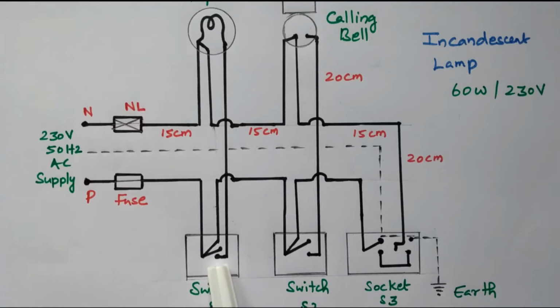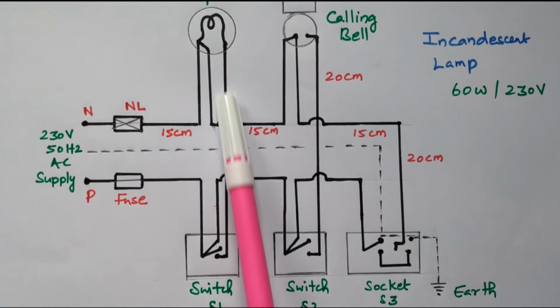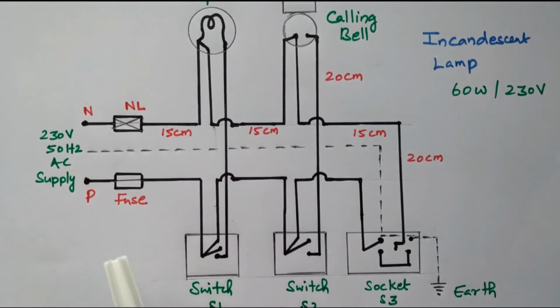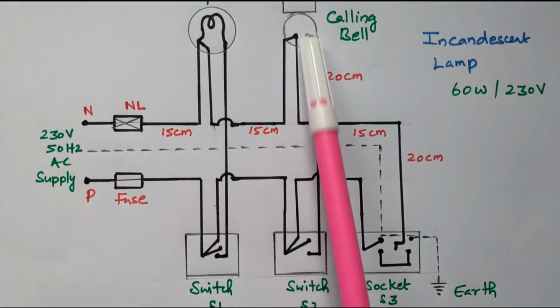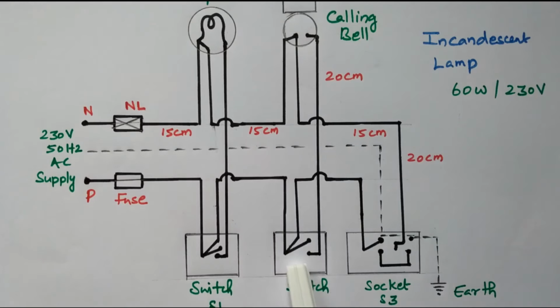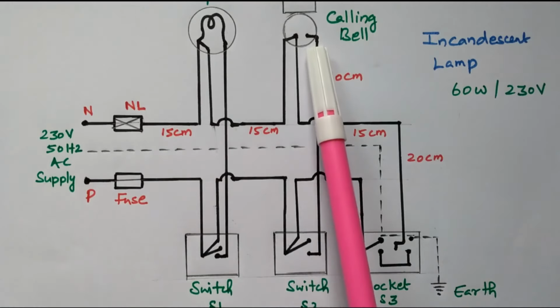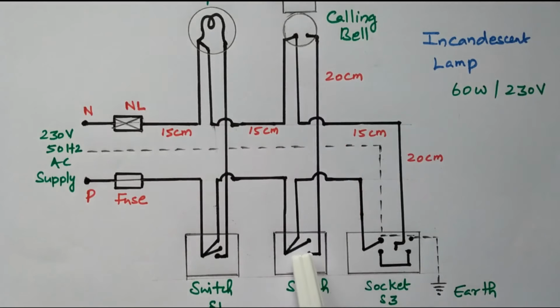When the switch is closed, the phase supply is given to the lamp, so the lamp will glow. From this point a tapping is taken, that phase is connected to the switch S2. This switch is used to control the calling bell. It's a push type. When it is pressed, it is turned on. When it is released, it will be turned off. But the other switch, when it is turned on, will be in the on condition always. So when this is closed, the calling bell will ring.